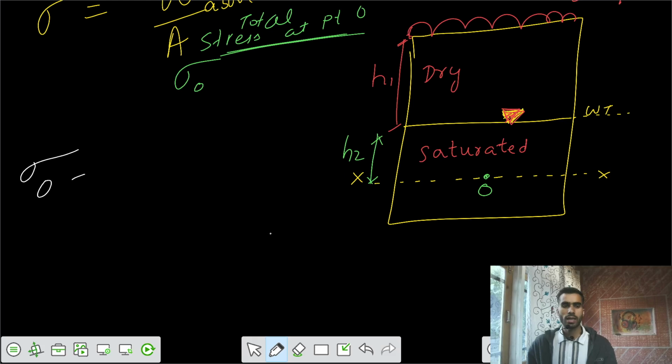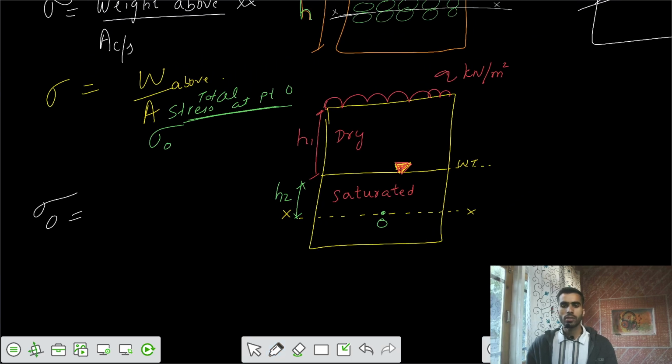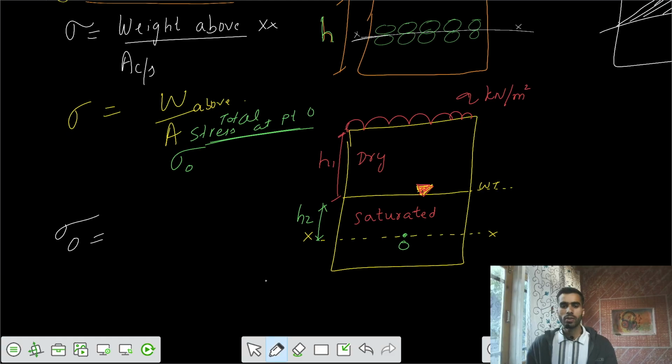So the stress at that point O would be calculated as the total force. It's actually the total weight above, divided by the area of the cross section. So let's say that the area of the cross section there is A, and we want to find the weight above that cross section.